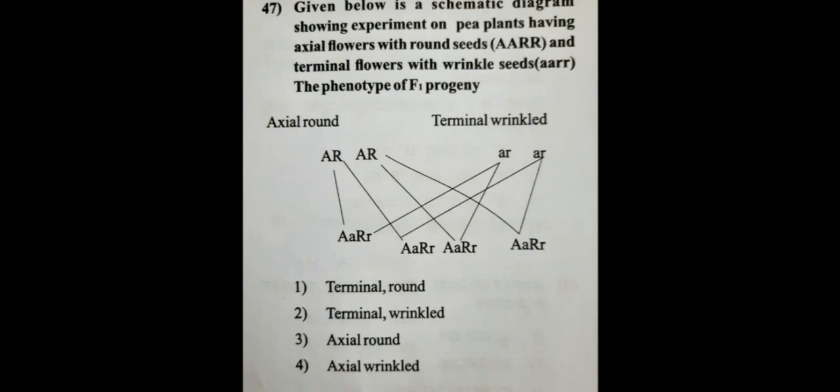In a schematic diagram, the experiment on pea plants having axial flowers with round seeds and terminal flowers with wrinkled seeds are crossed, and the F1 progeny always shows capital A small a, capital R small r. This is the gametic version of the F1 generation. And obviously, if one capital A and one capital R are found, those plants are axial round seeds. That is, option 3 is the right answer.